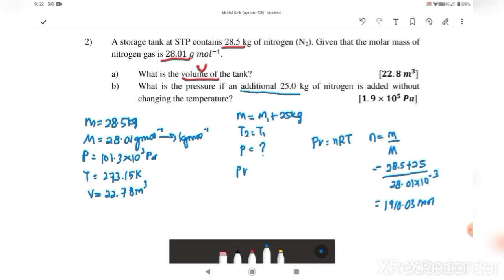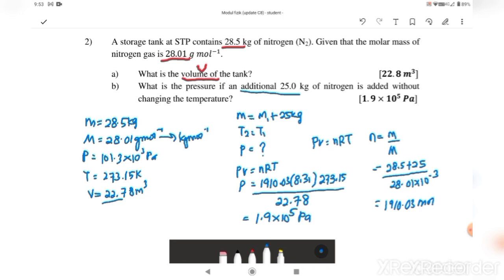So we substitute into this equation, PV = nRT. We want to find P, so P is equal to N, which is 1910.03, times 8.31, times the temperature 273.15, over the volume, which is the same volume, 22.78. So we calculate, and we get the answer is 1.9 times 10 to the power of 5 Pascal. So this is the answer for question B.